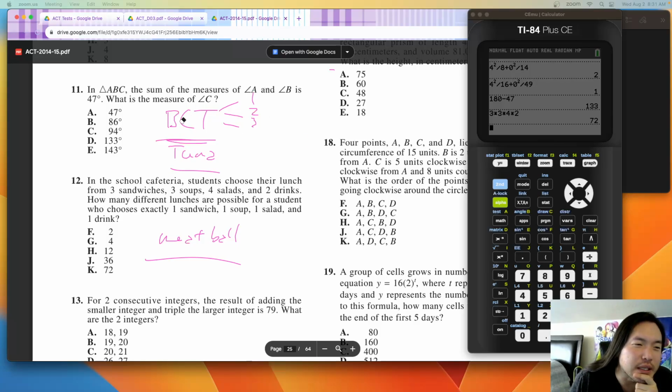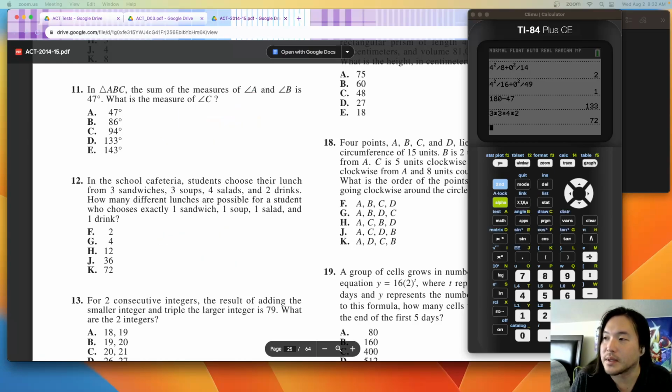So hopefully you can tell, if I have a VLT, I can choose one of the 3 soups. There are 3 options for each of the 3 sandwiches. That's why there's 9, 3 times 3. And then for every sandwich and soup option, I could choose one of 4 salads, right? That's why we do 3 times 3 times 4. And once I pick a salad, I can choose one of 2 drinks. So that's why there's 3 times 3 times 4 times 2. Hopefully that makes sense. Definitely you want to know this one.